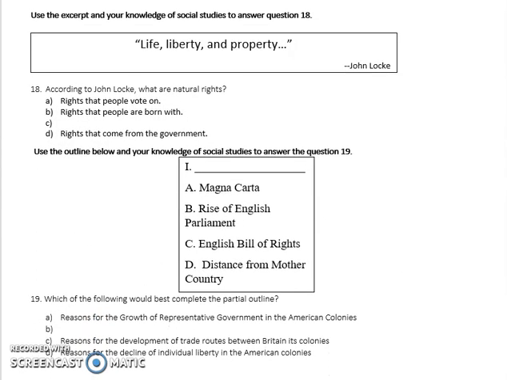Number 18. Use the excerpt and your knowledge of social studies to answer question 18. According to John Locke, what are natural rights? Rights that people vote on, rights that people are born with, or D. Rights that come from the government.